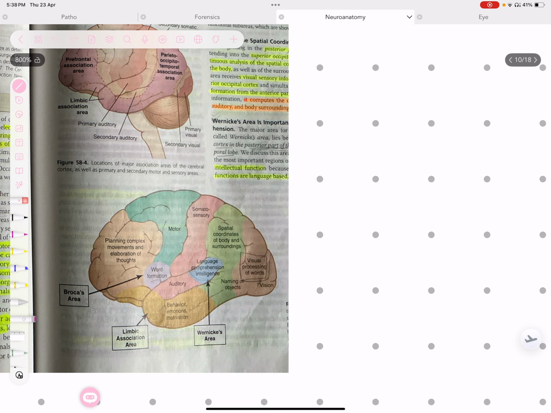Next, let's talk about the... okay. So Wernicke's area, its function is to comprehend everything. So it's a higher intellectual function, very important. These two sentences, if you say that, that's more than enough. In detail, we're going to discuss later. Then you have your visual processing of words.